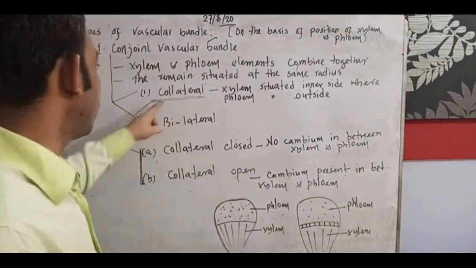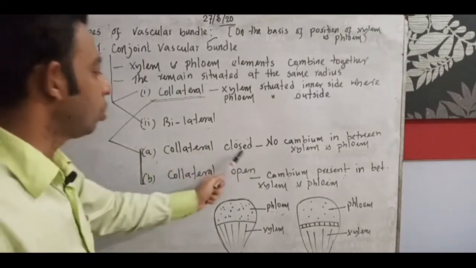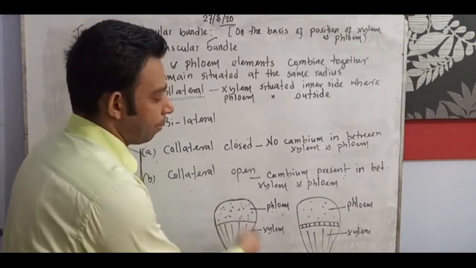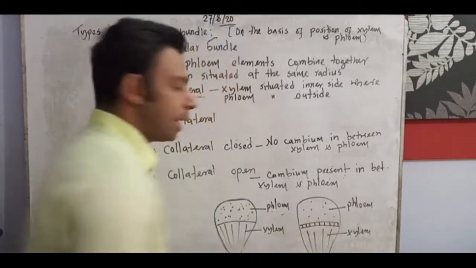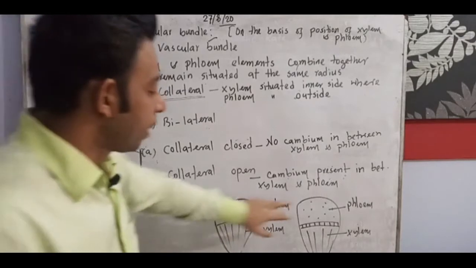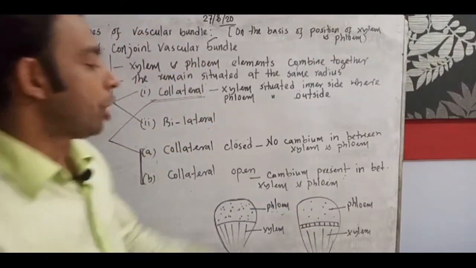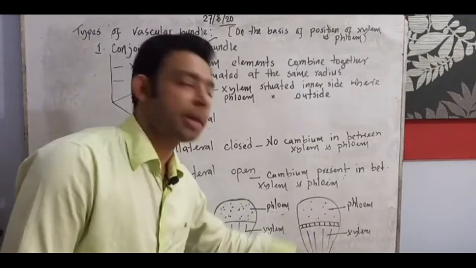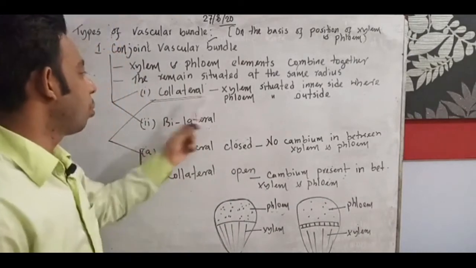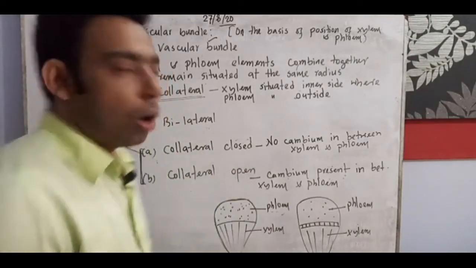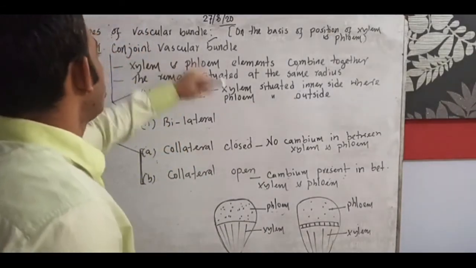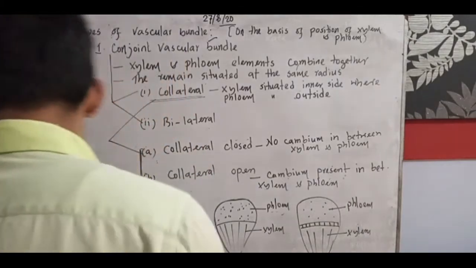But this collateral also has two kinds. One is the collateral closed, another one is the collateral open. Collateral closed means there is no cambium in between them, and in collateral open there is cambium in between them. This is the simple difference: in collateral closed there is no cambium between xylem and phloem, but in collateral open cambium is present between xylem and phloem. But always the xylem will be on the inner side and the phloem on the outside. In this way we can easily understand the types of collateral closed and collateral open. We draw the figure. We have left another kind, the bilateral type of conjoined vascular bundle, which we will try to understand.